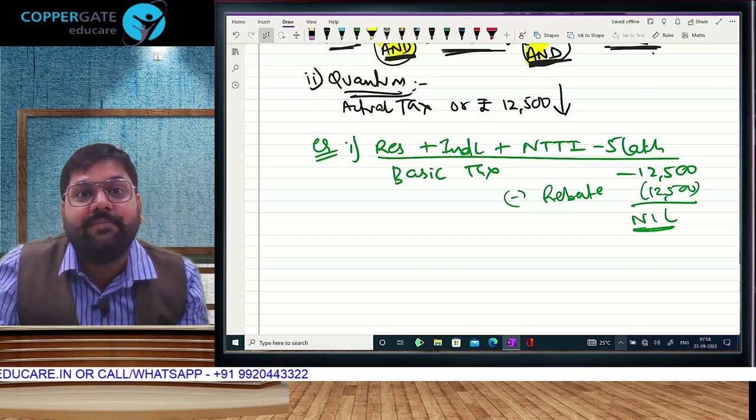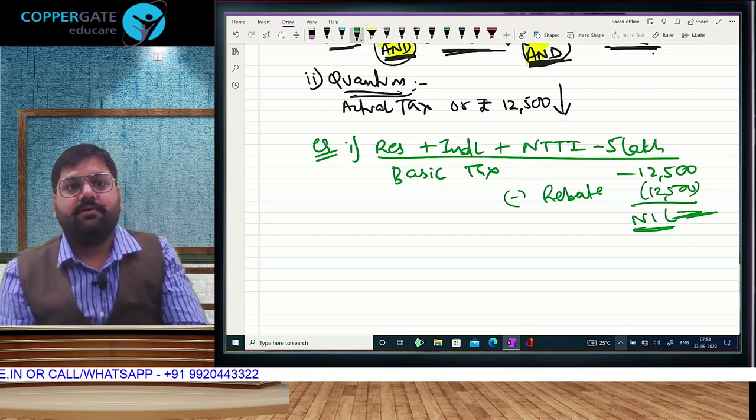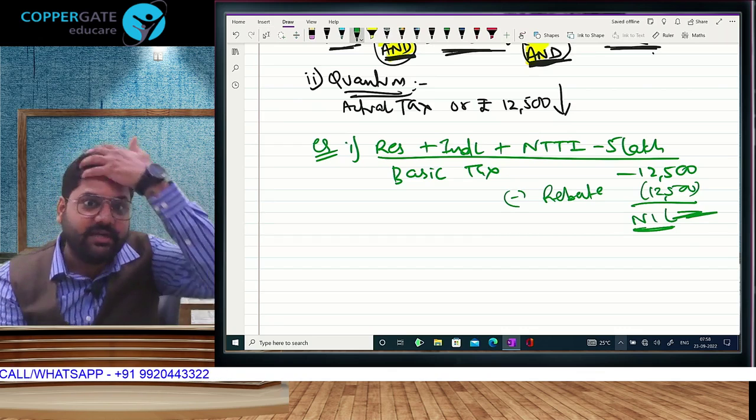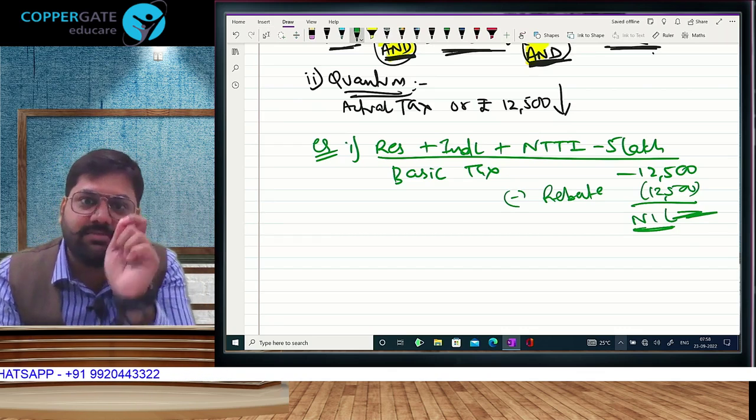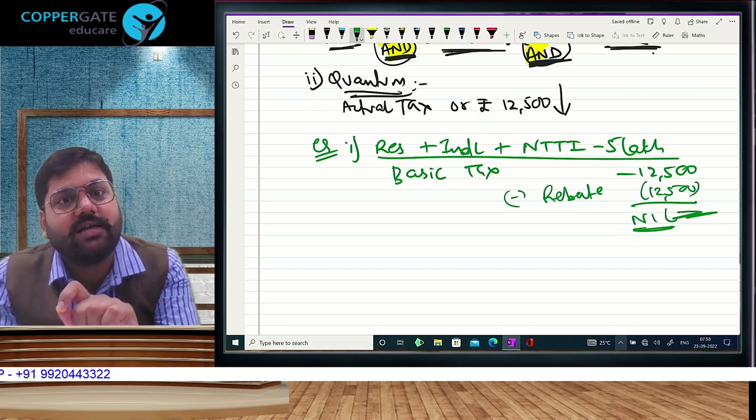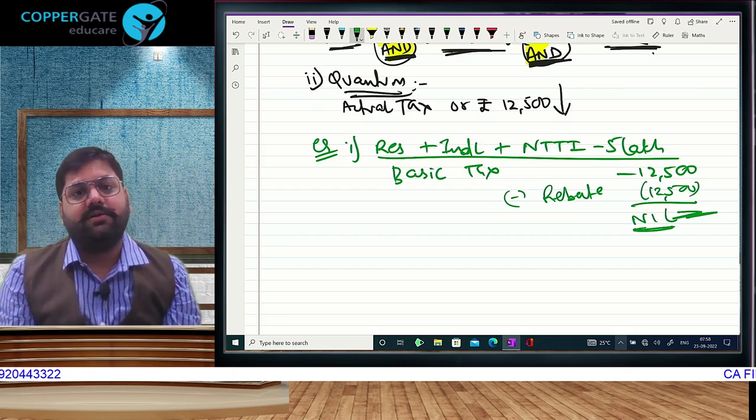Sir, then how is it becoming 0? Because of rebate. Basic exemption is not 5 lakh. Basic exemption is 250. Tax will start after 250. Rebate will be given till 5 lakh.